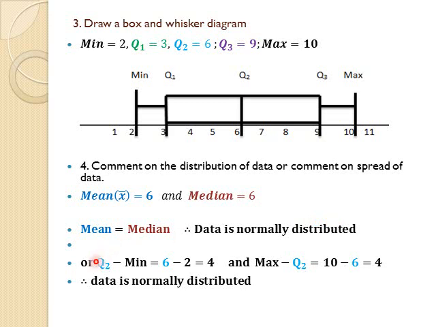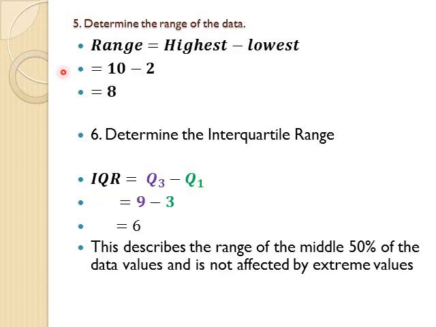Or you can just look at it and say from quartile 2 minus minimum, 6 minus 2 gives me 4, and max minus quartile 2, 10 minus 6 equals 4. So to go from the middle to minimum and from the middle to the end, it's both sides 4, therefore data is normally distributed. Alright, let's look at the next question.